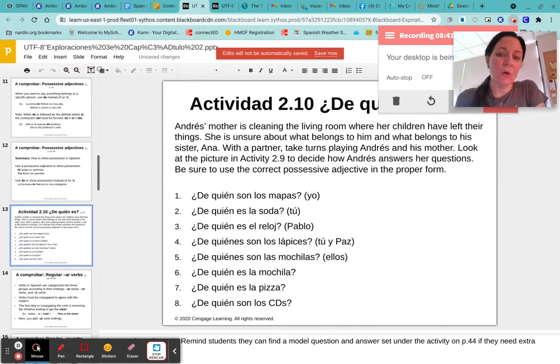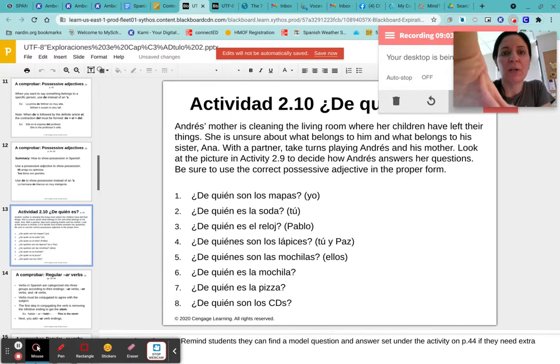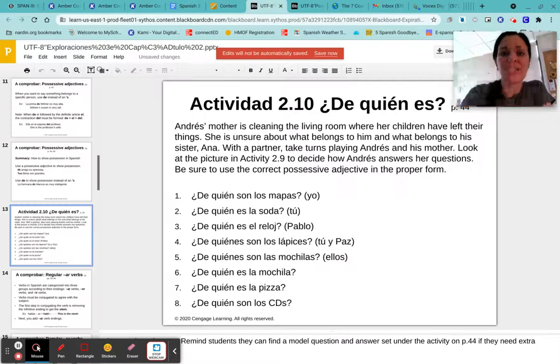¿De quiénes son los lápices? We want to say they are y'all's lápices. So we could either use su or sus or vuestro or vuestros. It depends. If you're using vosotros, then you can say son vuestros lápices. But if you're saying it with ustedes, remember that's falling in that same category as ellos and ellas and ustedes. So it would be sus lápices.